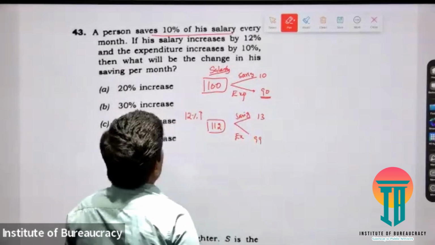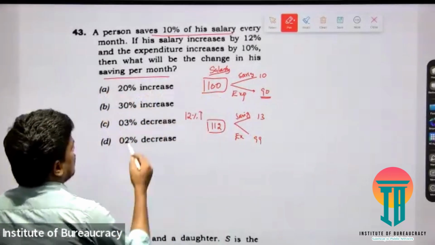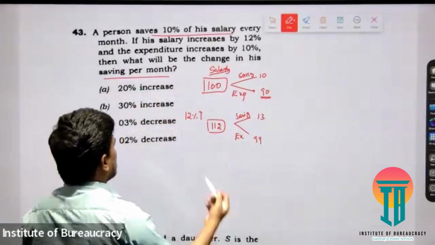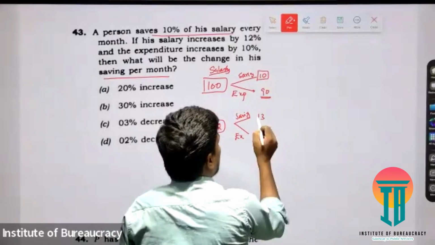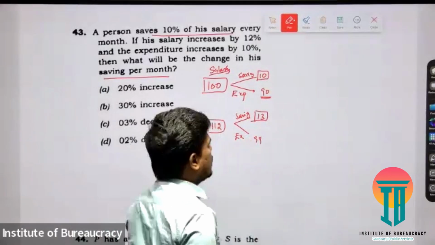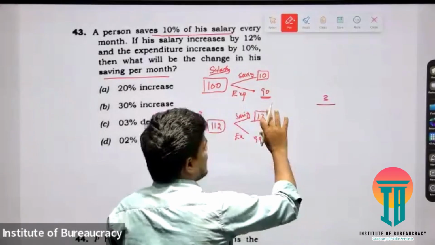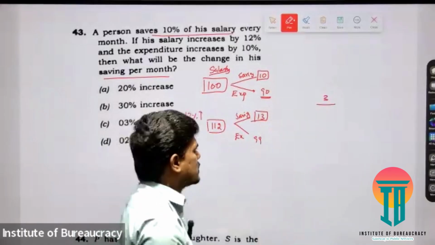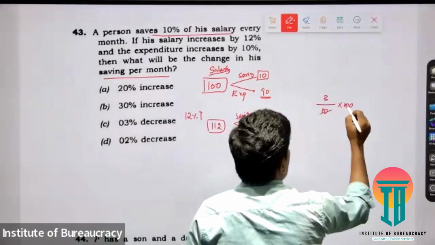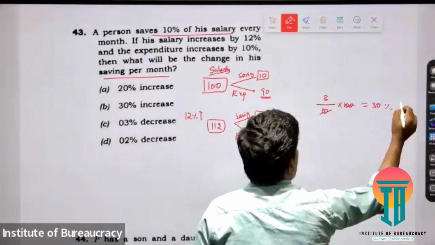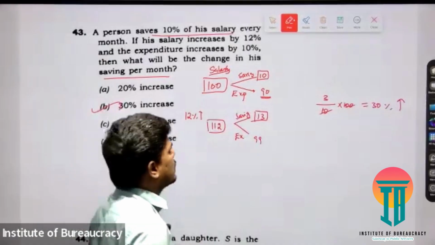That is the savings. Okay. What is the question? What will be the change in this saving per month? The options are 20% increase, 30% increase, decrease. So what we can do is, earlier saving is 10 rupees. Now the new saving is 13 rupees. So the difference is 3 rupees. And definitely the savings has increased, therefore percentage is going to increase. 3 rupees with respect to 10, into 100, so it is going to be a 30% increase in savings. That's it.